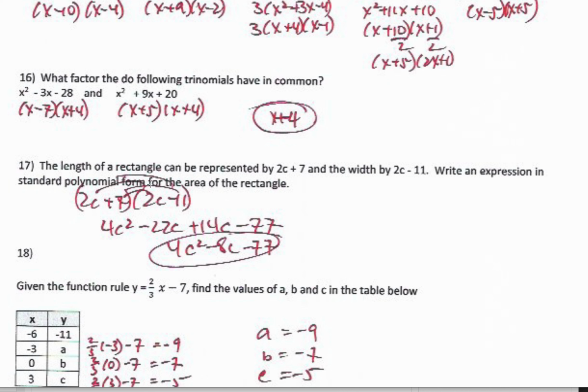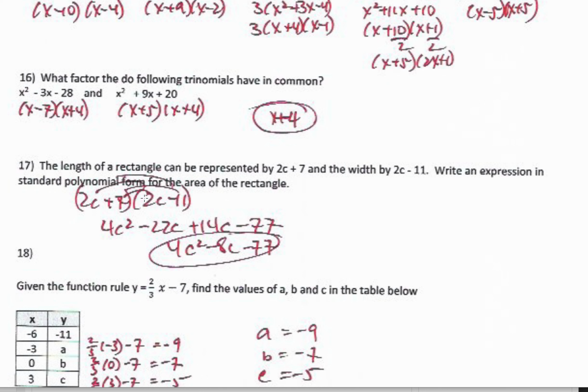Number 17, on their final, a couple of times we changed questions that tended to be a little more predictable algebraic, and we turned them into real-life application algebraics, and here's one of them. The length of a rectangle can be represented by 2c plus 7 and the width by 2c minus 11. Write an expression in standard polynomial form for the area. So I just have to do length times width, which is 2c plus 7 times 2c minus 11.